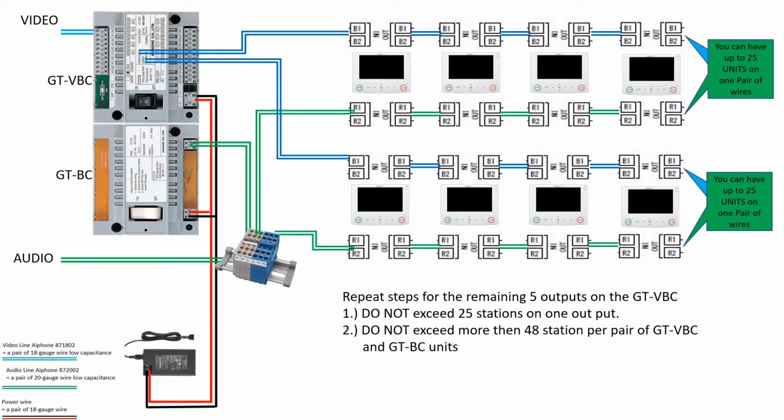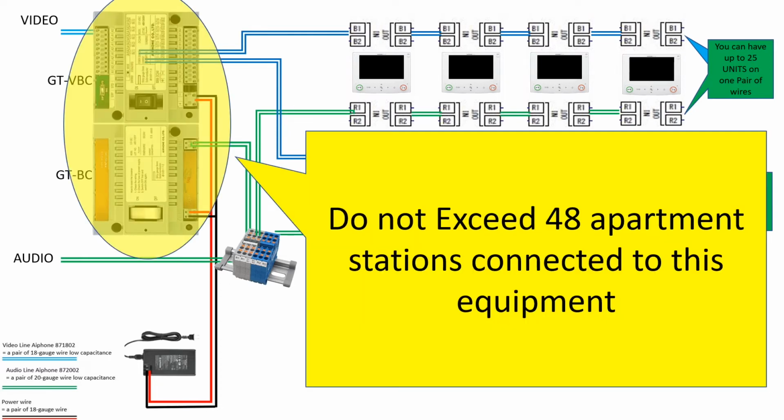You have 5 remaining outputs on your GT VBC. You can continue adding trunk lines as needed. Just remember not to exceed 25 apartments per trunk line and do not exceed 48 apartments per pair of GT BC and VBCs.